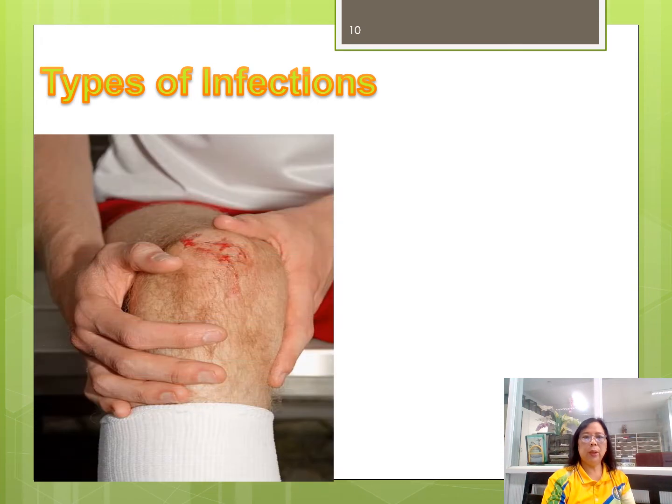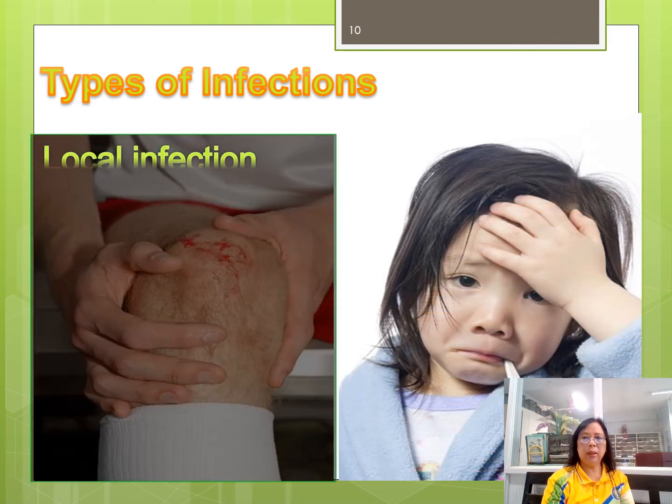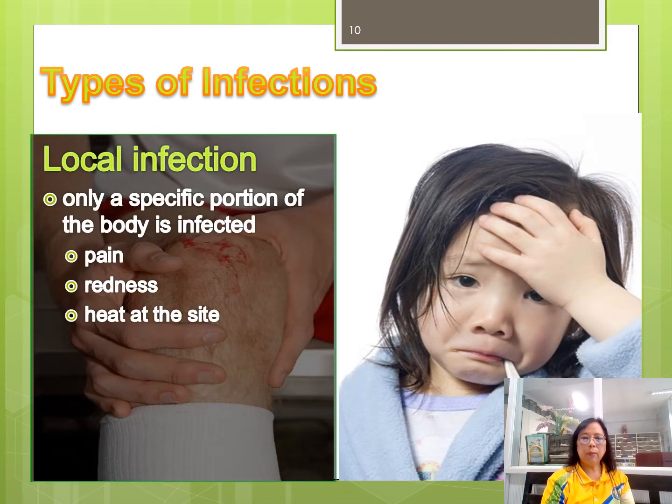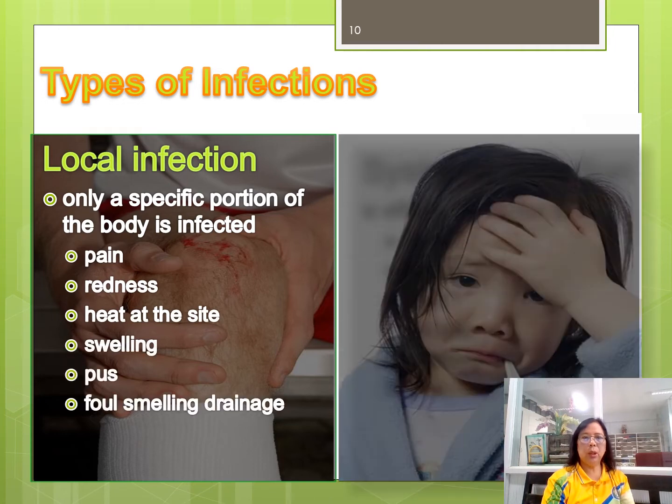Okay, what are the types of infection? As you can see here, you have some illustration of local infection. If we say local infection, they are only found in a specific portion. So as illustrated in the picture, the infection could only be found on top of the knee or on the skin of the patient or the individual.